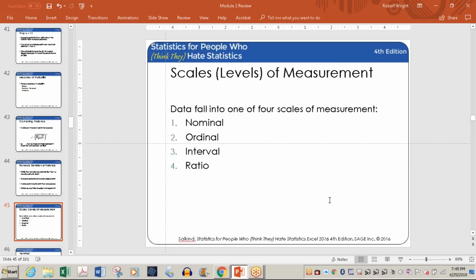Okay. Ratio can't go below 0, because 0 is it. And once you get below 0, you're in, I don't know, somebody's other reality. You're in interval. Okay, so there you have it.